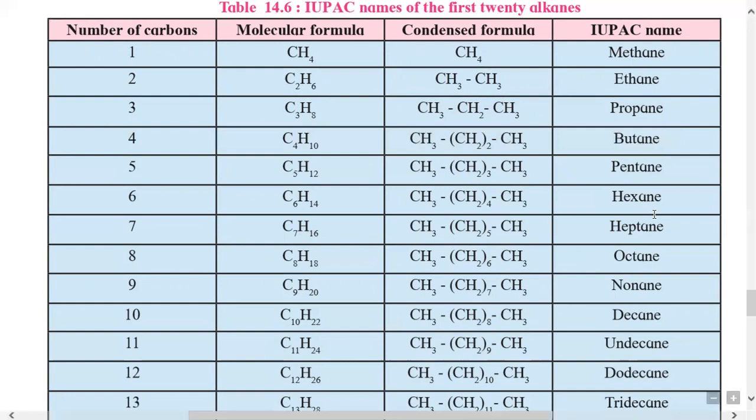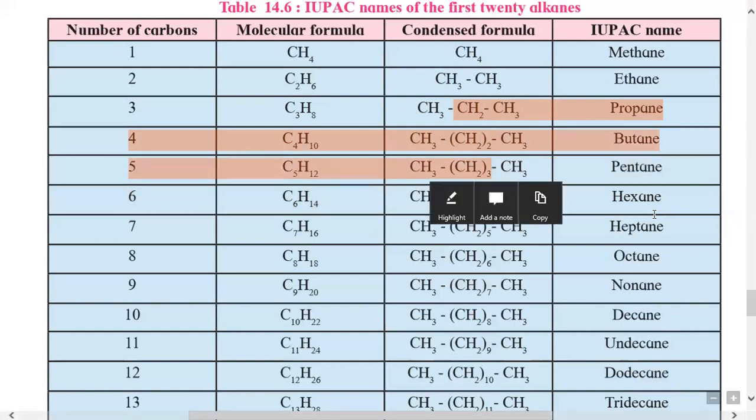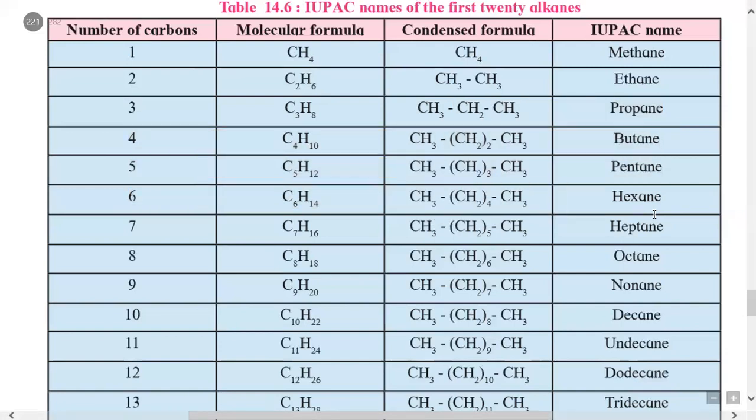If you observe carefully, from propane onwards, the middle carbon part is CH2 one time. In butane, it is CH2 two times. In pentane, CH2 three times. In hexane, CH2 four times. That is, by increasing the CH2 group at each stage, we get the next member of the homologous series.